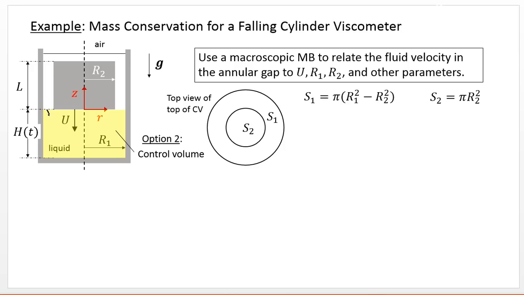So this surface here is going to move downward, and this surface here is going to move downward at velocity u along with the cylinder. So the question is, how do we apply the mass balance to this particular system?